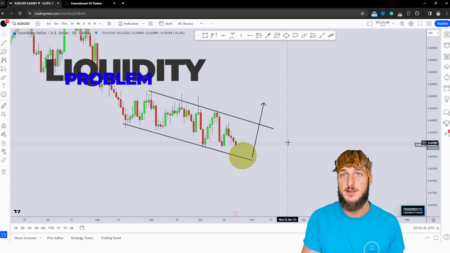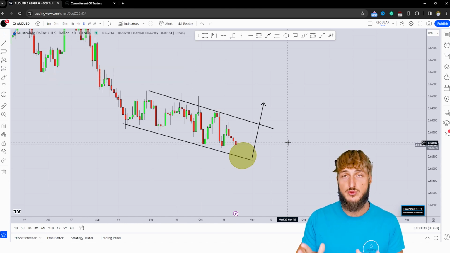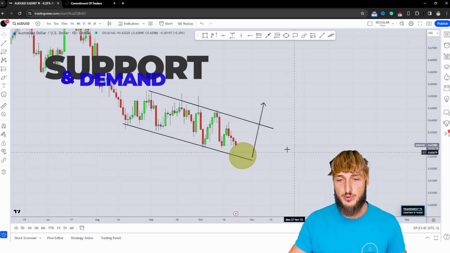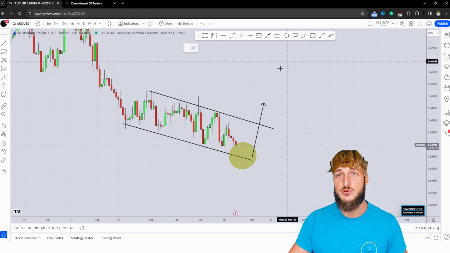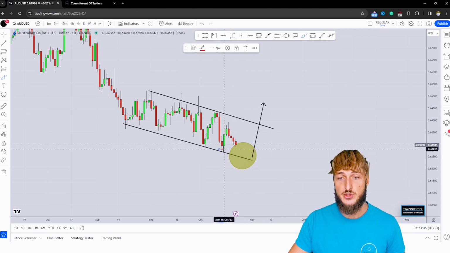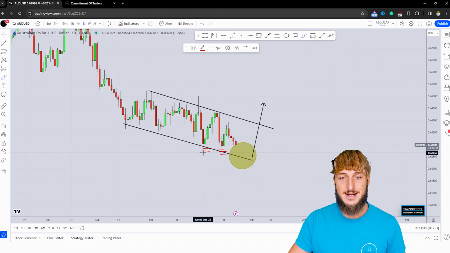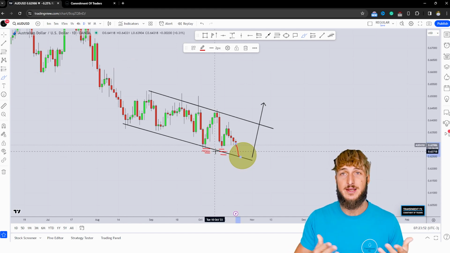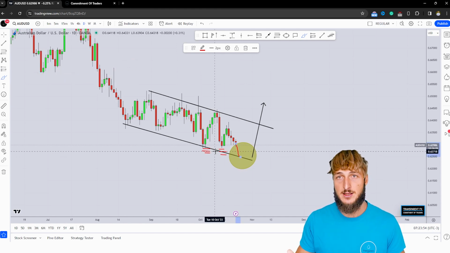For every seller, there needs to be a buyer. Since we are approaching institutional demand and support area that we have previously identified, there's a good chance to see a manipulation inside of that zone, which could come in the form of a stop loss hunting of all these stop losses, because at that point, if you bought, a stop loss is simply a sell order.